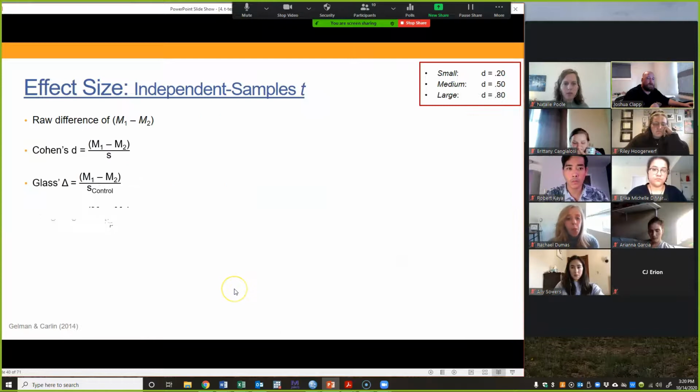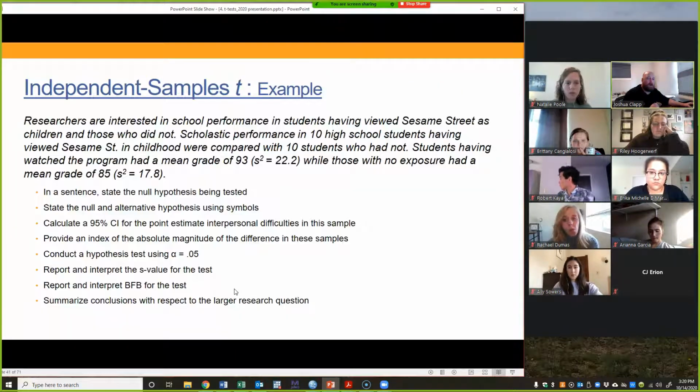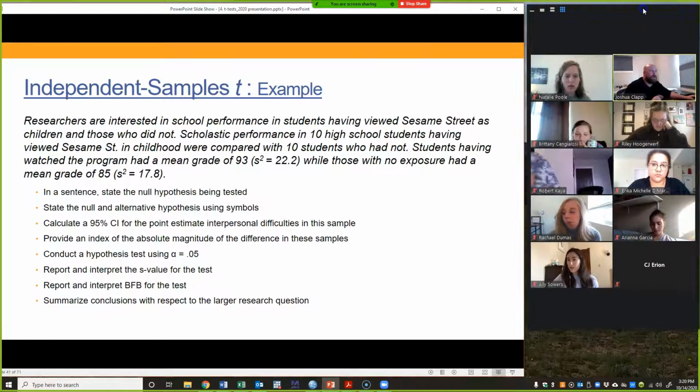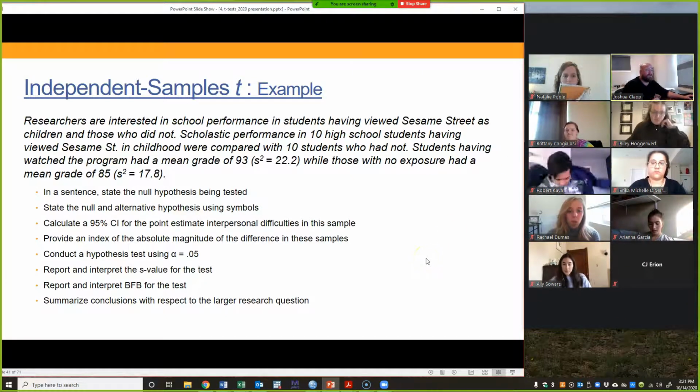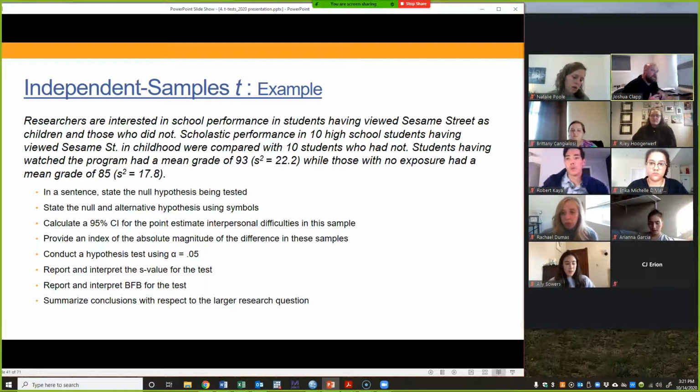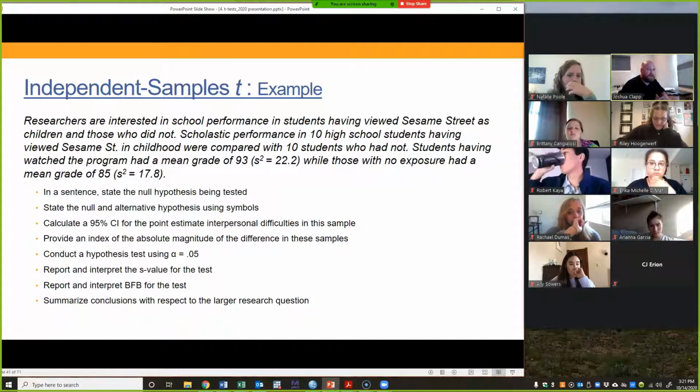All right, so I'm going to walk through just a hand example here, to get a sense for how we calculate some of these statistics. So we have a situation where researchers are interested in school performance in students who viewed Sesame Street as children and those who did not.